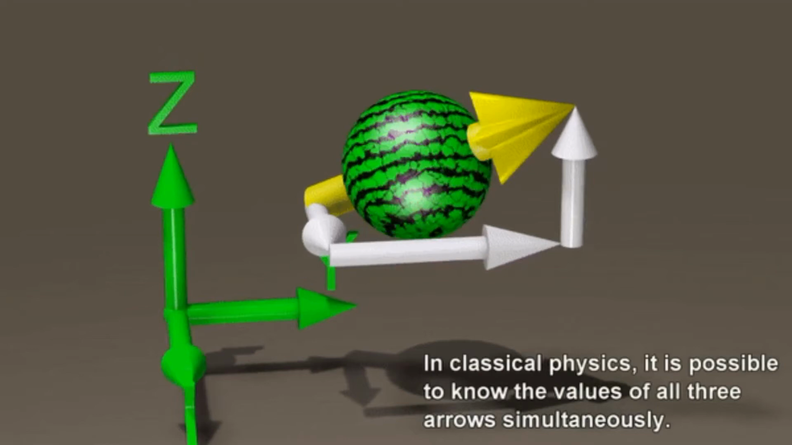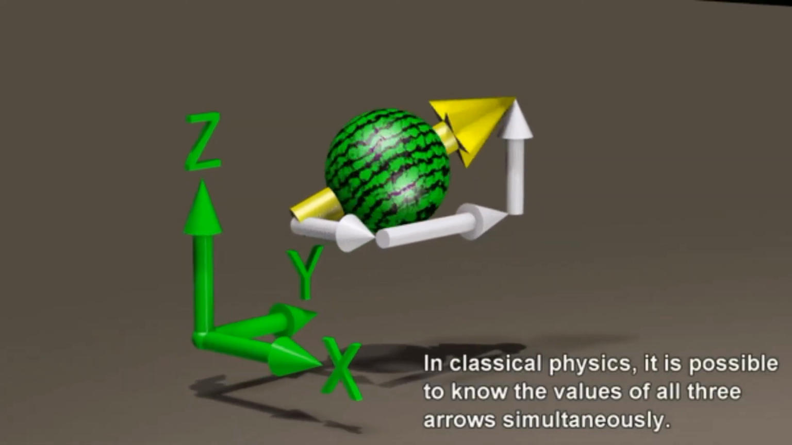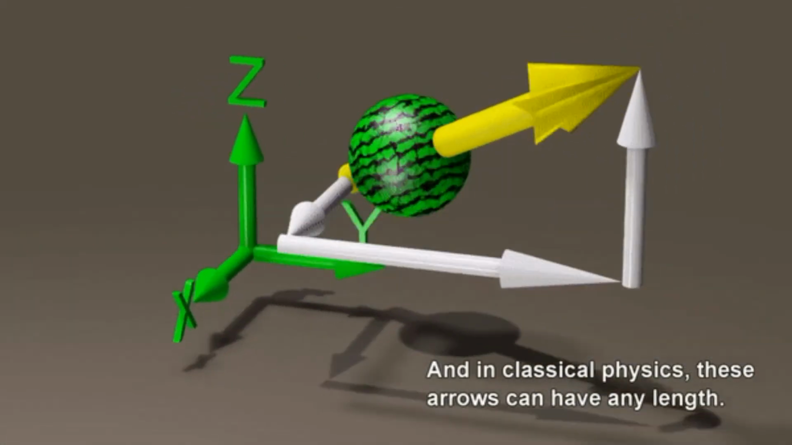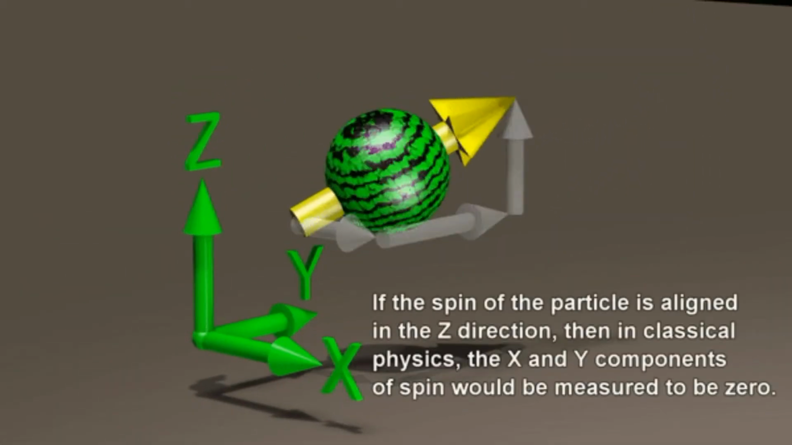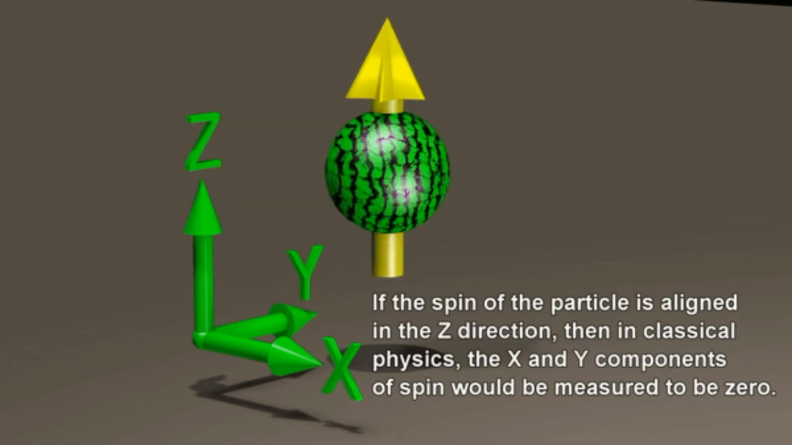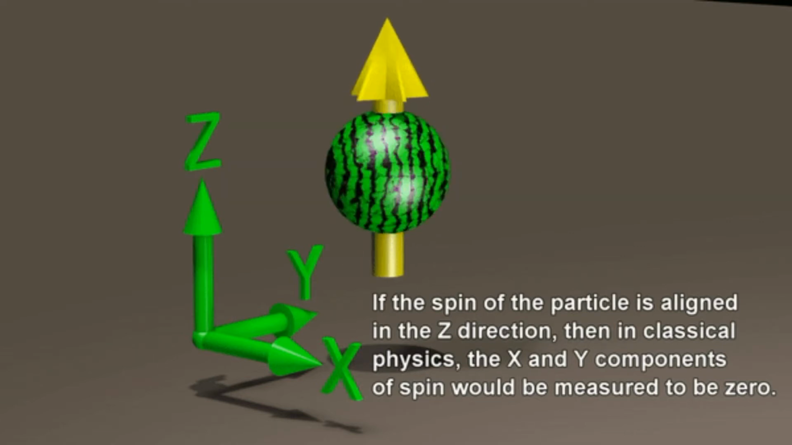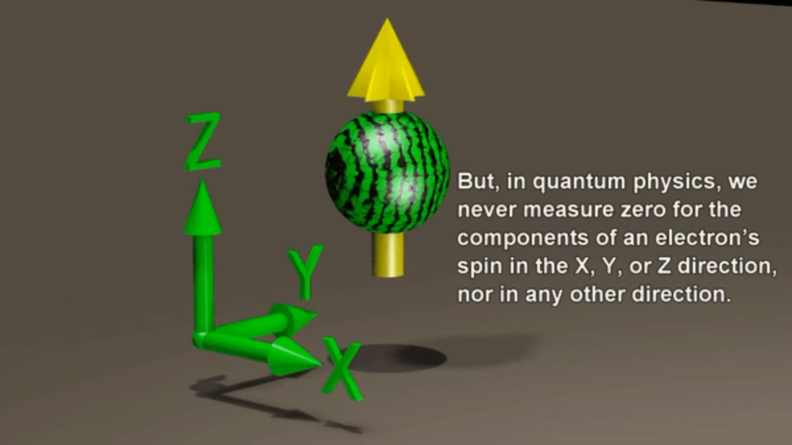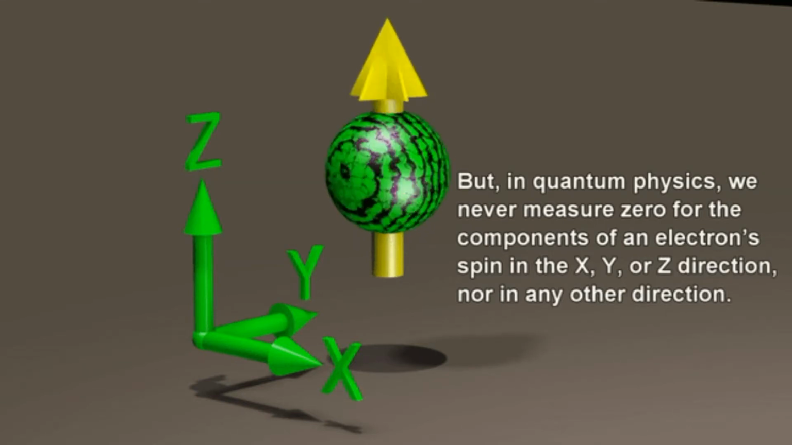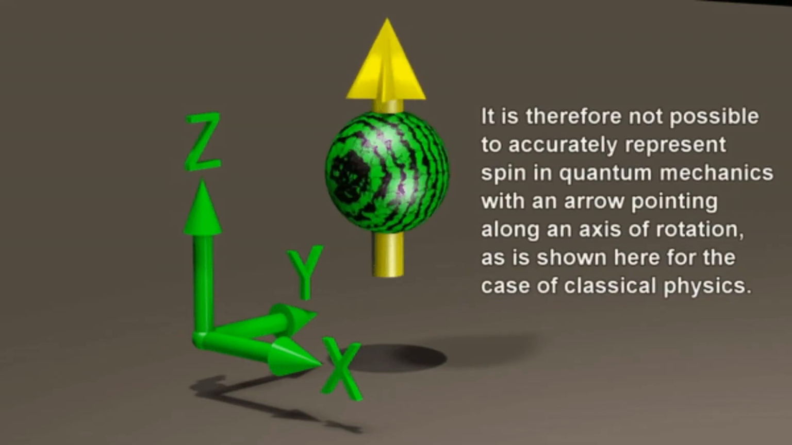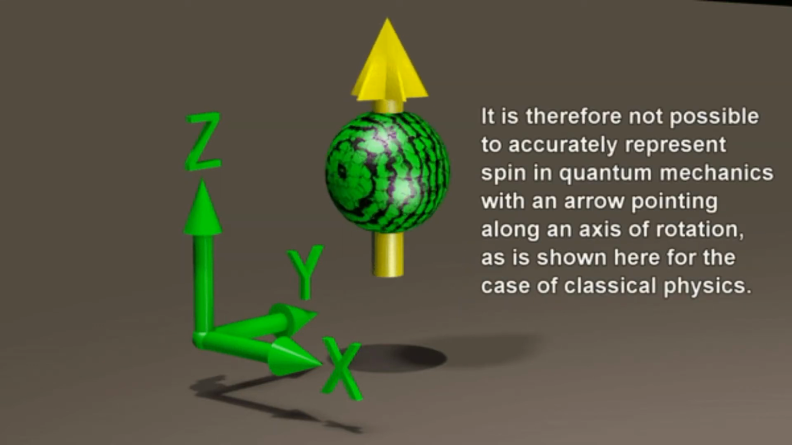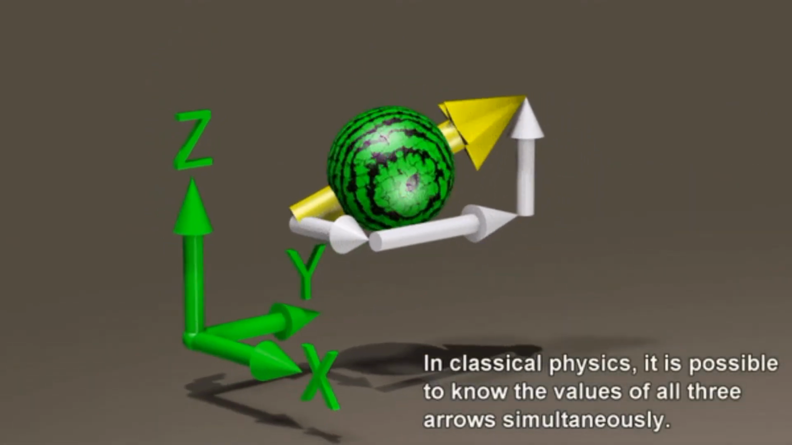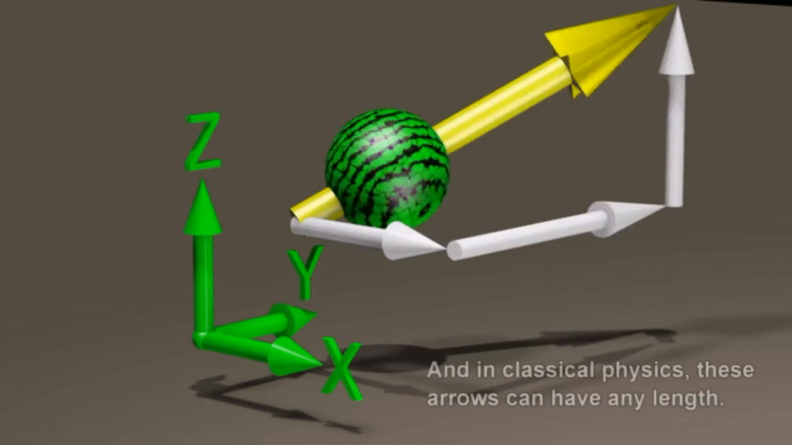This is the comparison of classical versus quantum. Okay, let's wait till it begins. Give it one more second here. It says in quantum we never measure 0 for the components of the electron spin. Okay, it says it's therefore not possible to accurately represent spin in quantum. Classical physics is possible. Oh, I didn't get it.